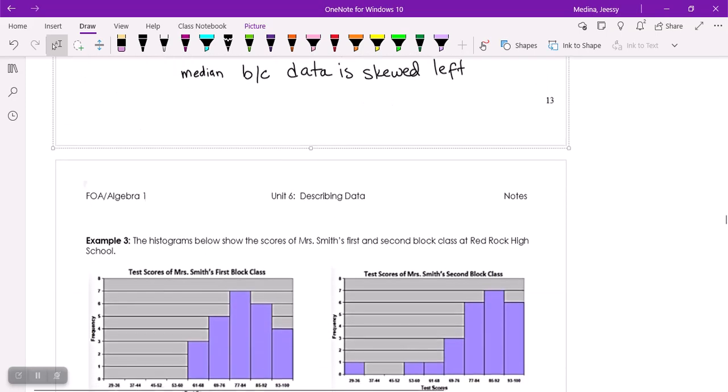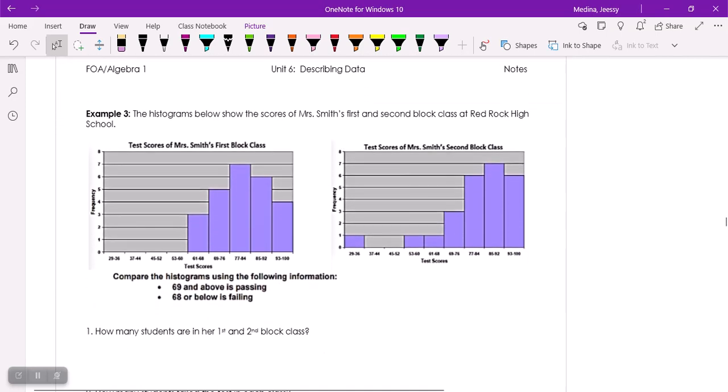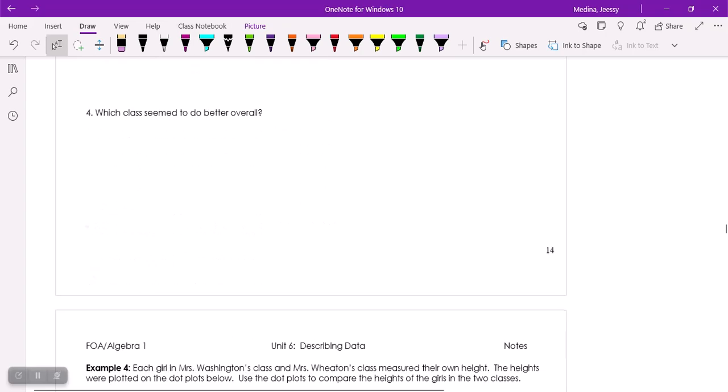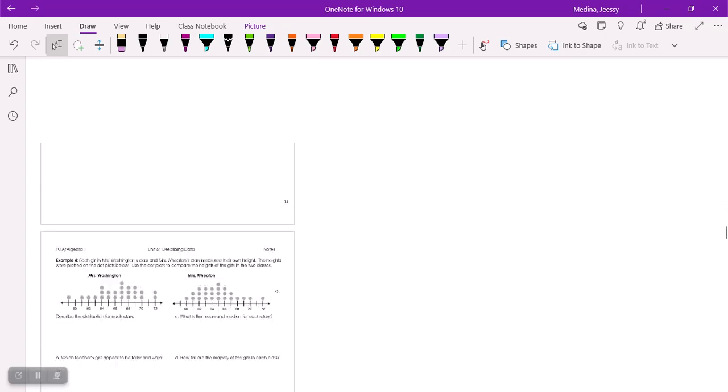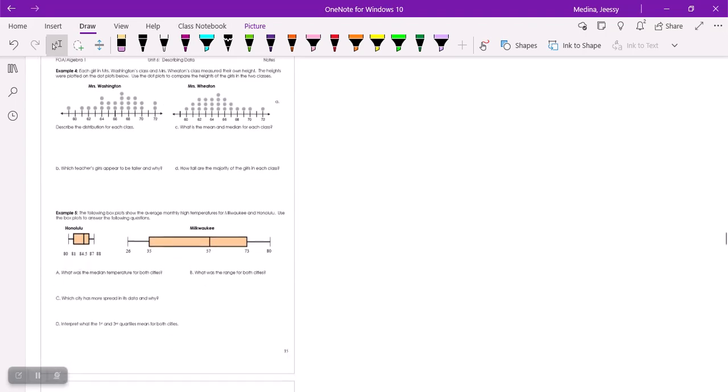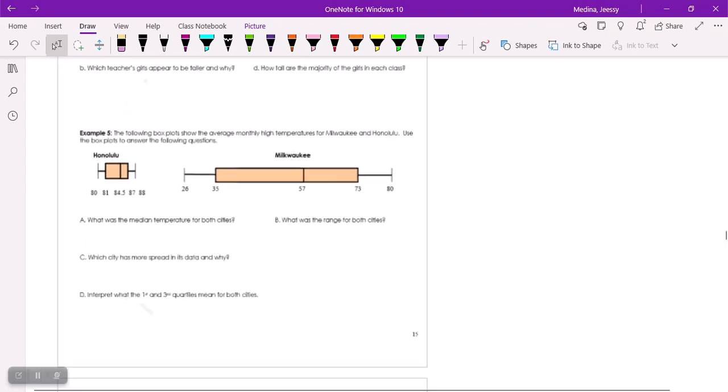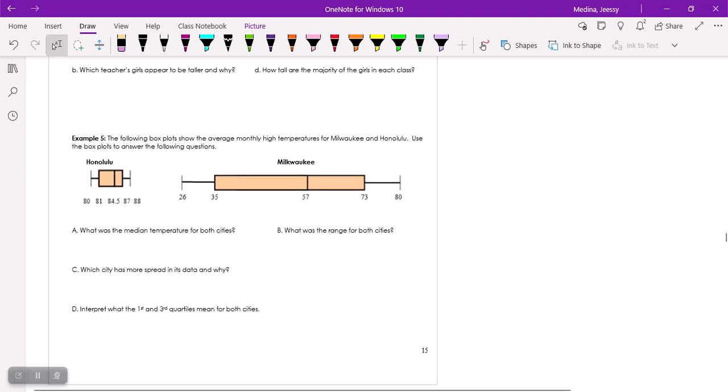All right, we shall continue with histograms. But please make sure that you review this, dot plots, box plots, and do your assignments, because tomorrow we're going to have an assessment, okay? Sound good? Don't be absent.